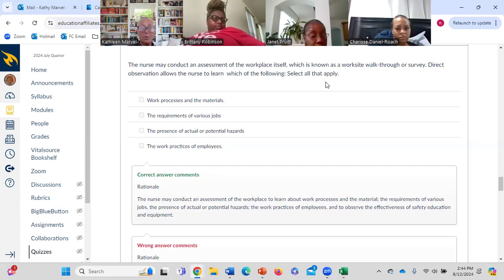So all four of these are part of the occupational nurse's job, right? And that's what the rationale says. The nurse may conduct an assessment of the workplace to learn about processes and the material requirements of the job, presence of actual potential hazards, work practices of employees, and to observe effectiveness of safety education and equipment. So Charisse, I think you said you only selected 2. Do you understand why all 4? Yeah, I do.